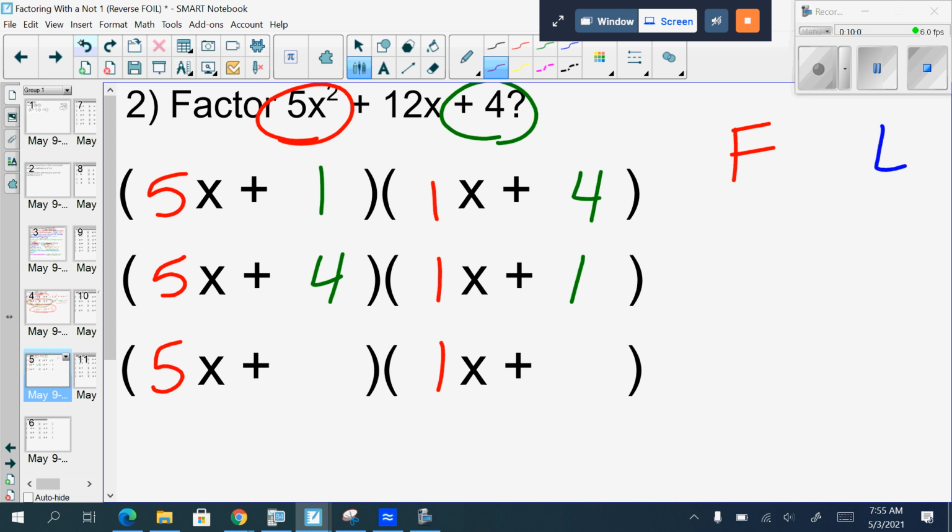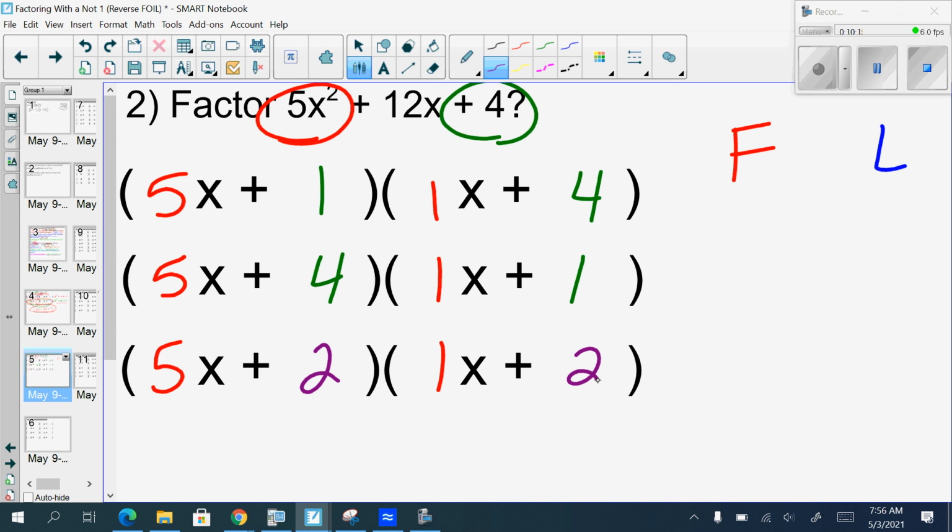And then you could also have 2 times 2, right? Now, these first couple, I'm making you just list them all, but really, when you find the combination that works, you can stop, okay? Like, let's say my first one that I wrote down was the right answer, then I don't have to keep going, okay? But I got to check outer and inner now. I got to see if this works. So FOIL them out and see which one is the right answer.